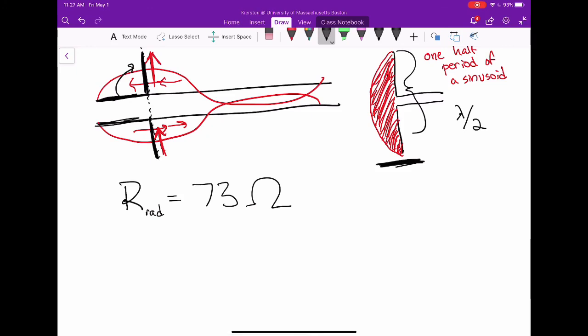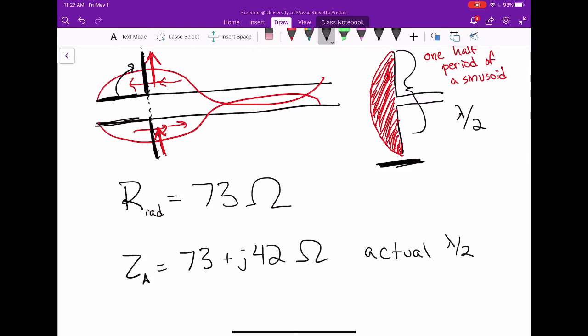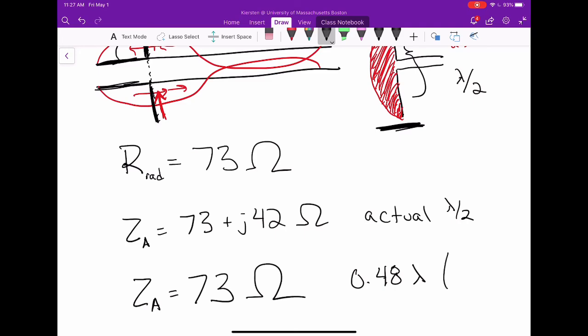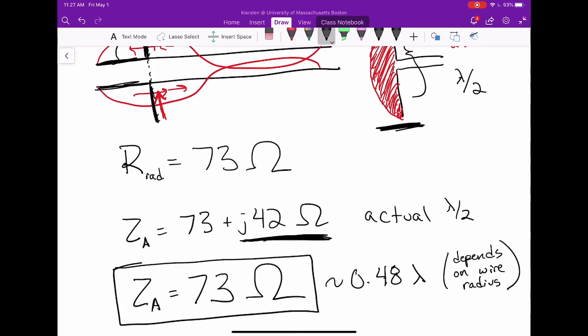Now, if you have an actual half wavelength dipole, the input impedance of the antenna is 73 plus j42 ohms. So actually most half wavelength dipoles are about 0.48 wavelengths. Depends on the wire thickness. Because if you make it a little bit shorter, you reduce the inductance until you can get a purely real input impedance, which makes the antenna easier to match and easier to deliver power to.